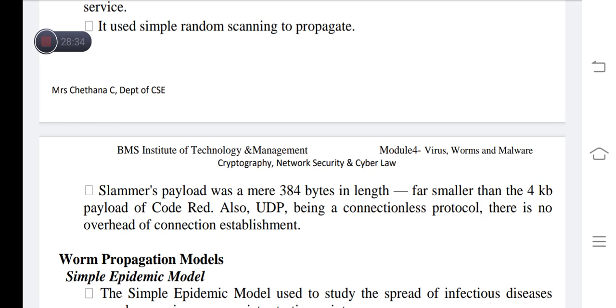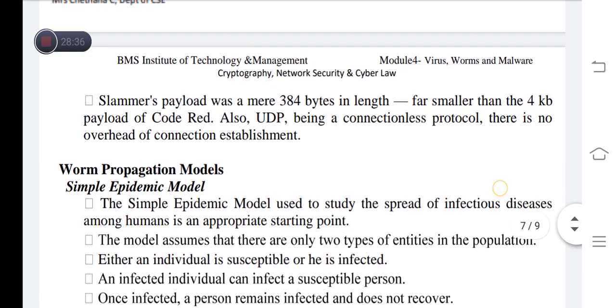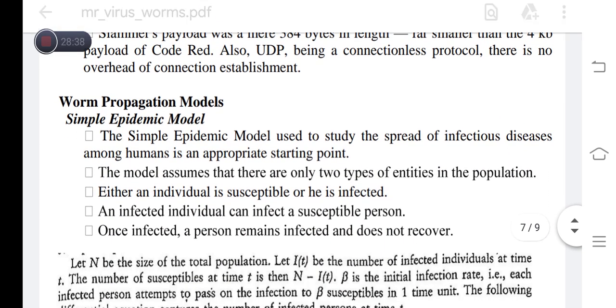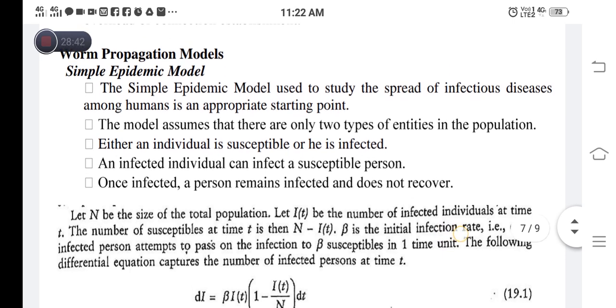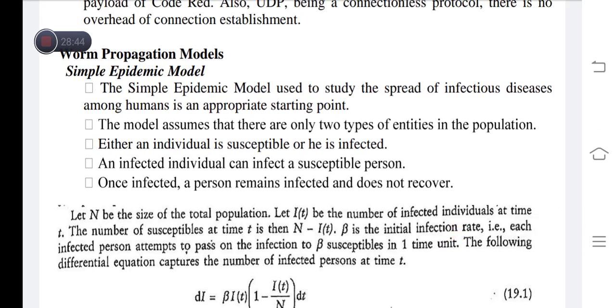Okay, so next we'll see the various worm propagation models, that is, at what rate the machines will get infected, by using the simple epidemic model and the KM model. These are again very simple concepts. In the simple epidemic model, what happens? The simple epidemic model is used to study the spread of infectious diseases among humans.